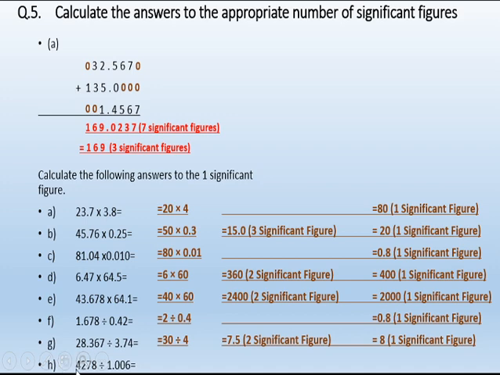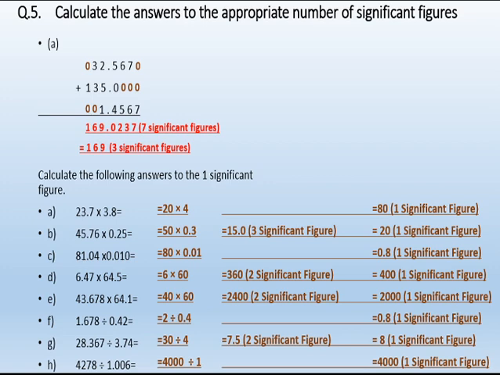Now 4278 divided by 1.006, which gives us 4000 divided by 1, which is giving us 4000, which is already one significant figure. So now this is the answer.